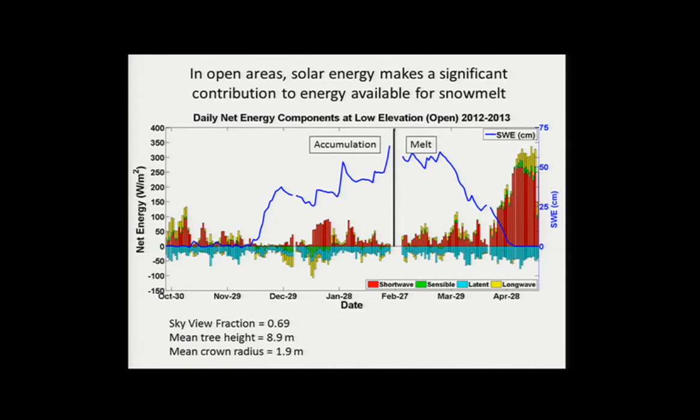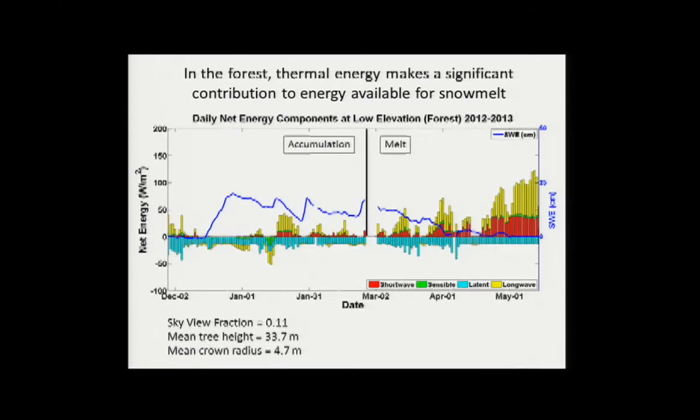And you can see that blue line there, that continuous blue line, is showing you the accumulation of snow, the snow water equivalent. If you melted all that snow, how much liquid water would you get? That's the snow water equivalent in centimeters. And you can see it's accumulating and then it's melting. And so it's really a combination of all these energy factors, but sunlight is an important component in these open sites. And that's in contrast to the forested site at this low elevation site.